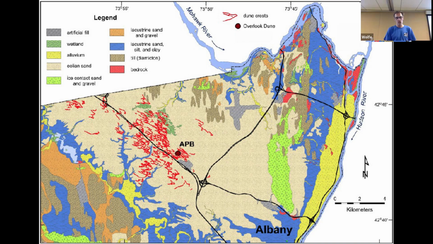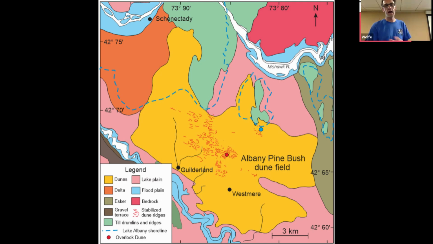I'm going to show another map now, which is a little older, and I tend to like it. It's simpler. It shows the Pine Bush dune field. The pink is the lake sediments, and the orange here are these more gravelly, sandy sediments. And so it's saying that the origins of these sands are related to the Glacial Lake Albany, and this influx of those river sands that I mentioned were coming from the Great Lakes.